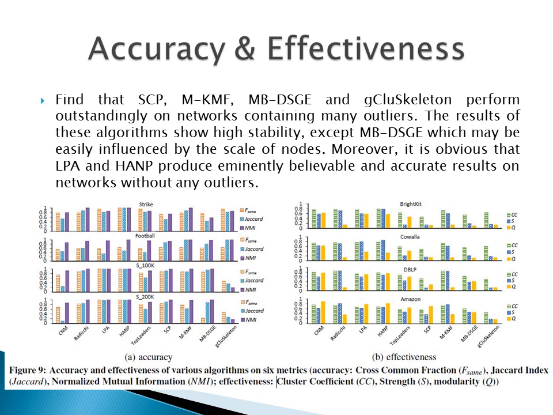The next metrics are accuracy and effectiveness. In Figure 9, you can see the accuracy and effectiveness of various algorithms on 6 metrics. Based on these results, we find that SCP, MKMF, MBDSGE, and Skeleton perform outstandingly on networks containing many outliers. The results of these algorithms show high stability, except MBDSGE, which may be easily influenced by the scale of nodes. Moreover, it is obvious that LPA and HAMP produce eminently believable and accurate results on networks without any outliers.